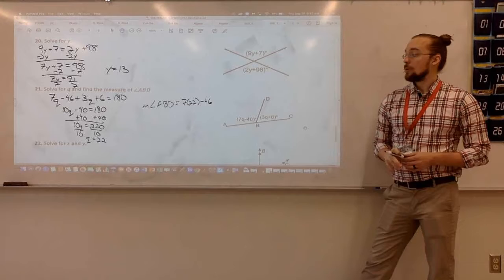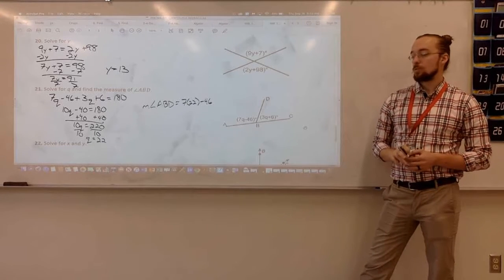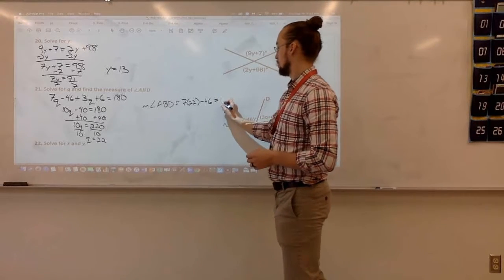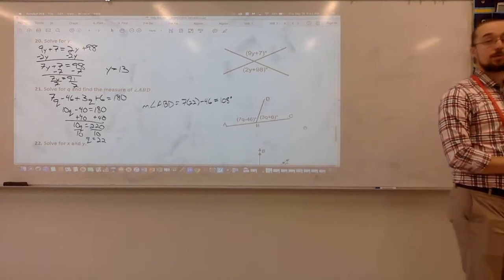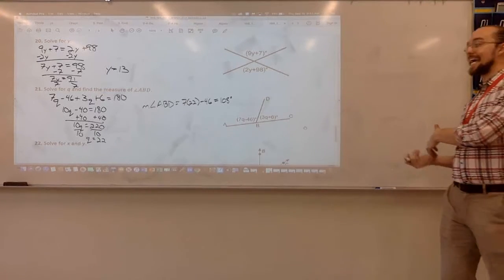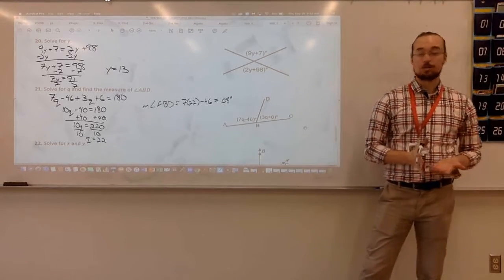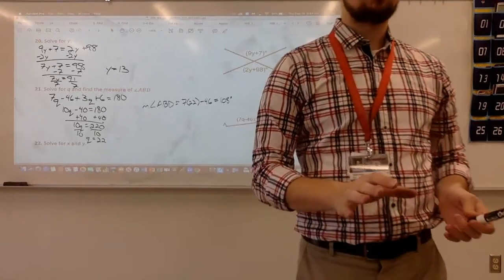So what is that? 154 minus 46 is 108. Okay, so q equals 22, and the measure of angle ABD is 108 would be my two answers for this problem. Okay, you okay with that one?